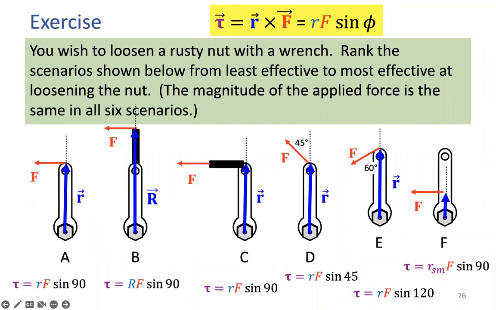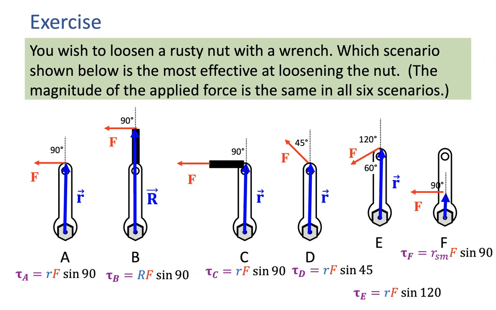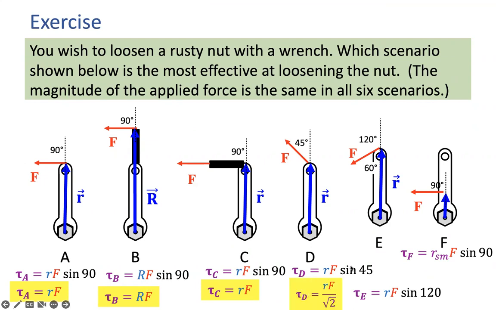Very simple application here. And when you do that, here we go: R times F, case A, R times F sine 90, which is 1. That's what I'm showing you guys here. So A and C are the same. Case B is a little bigger than A and C. Right here, sine 45, 1 over square root 2, sine 120, and again, smaller r.